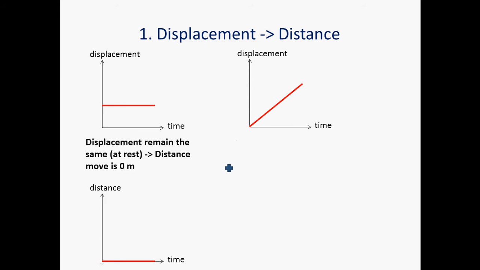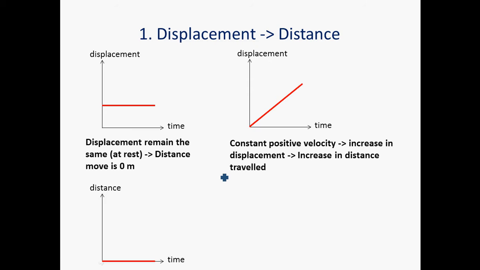What if the displacement is increasing at a constant rate? We can call this constant positive velocity. We can see that the displacement has increased at a certain rate. So this increase will also cause a corresponding increase in the distance-time graph. So we will expect that the graph is identical. Okay, so let's look at more complicated examples.